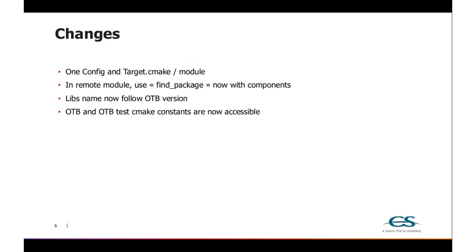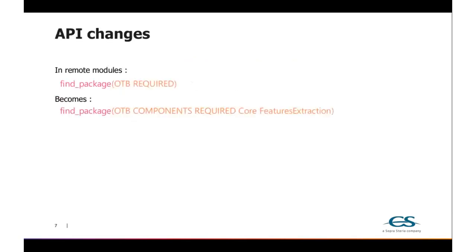And if you want to use the different CMake variables that we are using in OTB build, you can, they are available with the two CMake commands. So, as said previously, if you were developing a remote module, you just use find_package OTB and required. Now you have to specify all the different modules that you want.